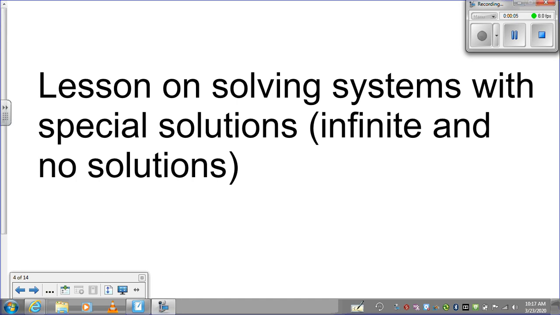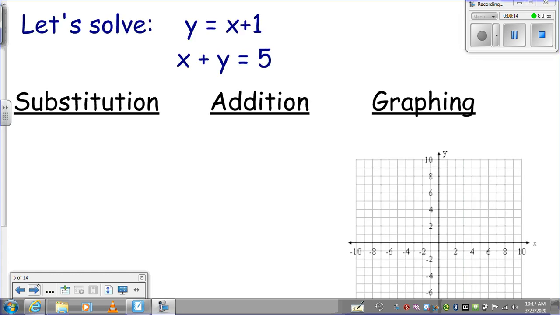This lesson focuses on solving systems of equations that have special solutions, for example, infinite and no solutions. Now, we have already learned that there are three methods of solving a system of equations. Let's just quickly take a look at all three methods so that you can see a comparison of them.